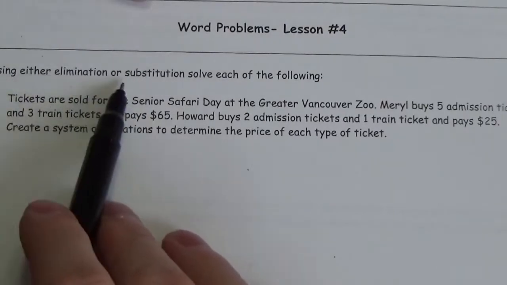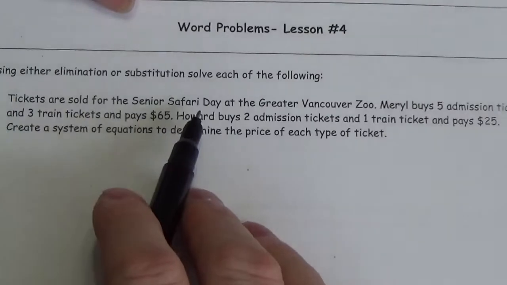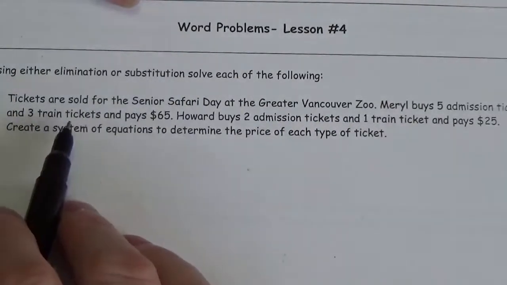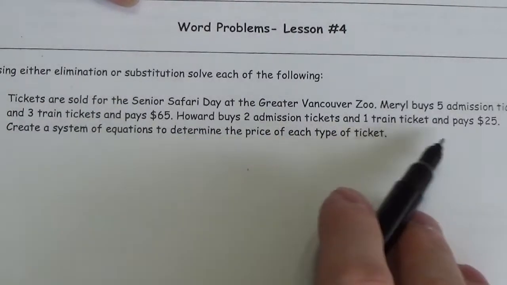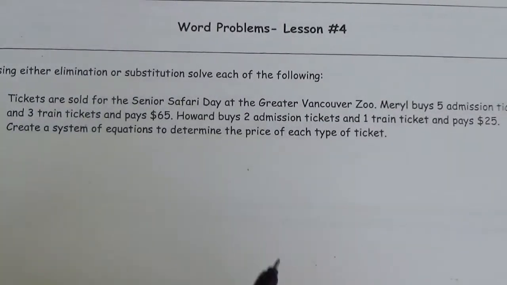And the question says, use either elimination or substitution to solve the following. Okay, so tickets are sold for the Senior Safari Day at the Greater Vancouver Zoo. Merrill buys 5 admission tickets and 3 train tickets and pays $65. Howard buys 2 admission tickets and 1 train ticket and pays $25. Create a system of equations to determine the price of each type of ticket.